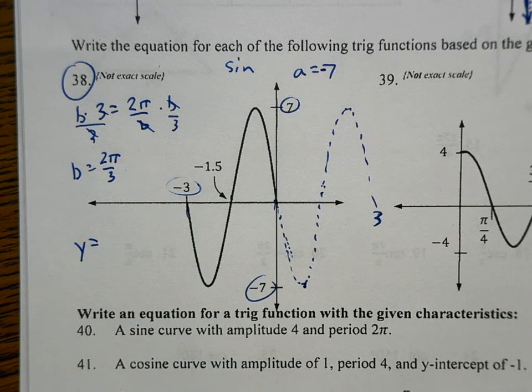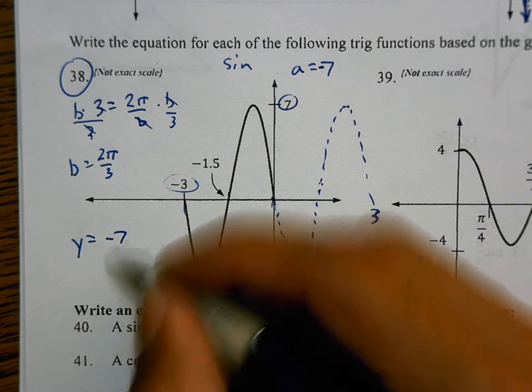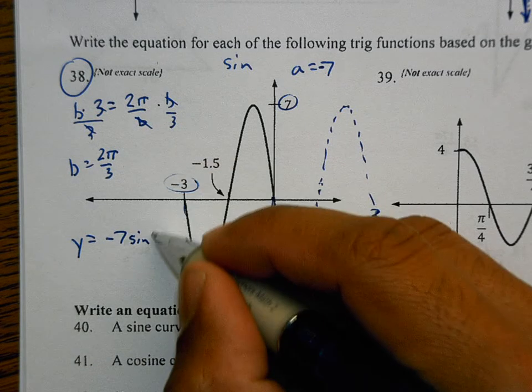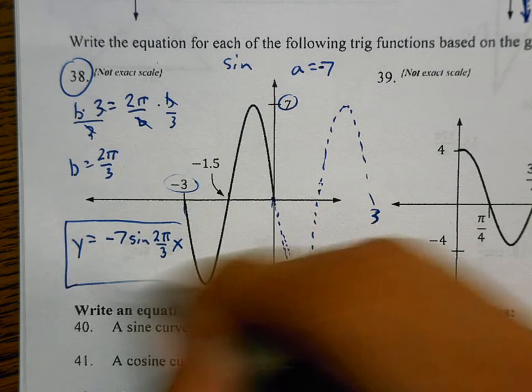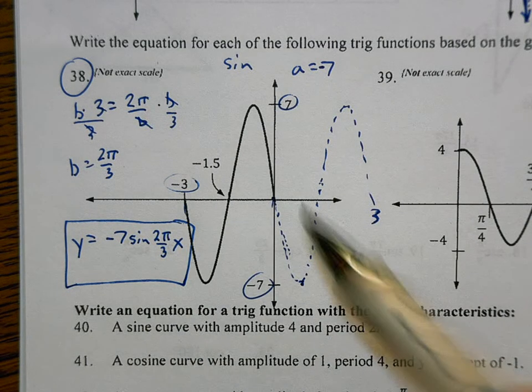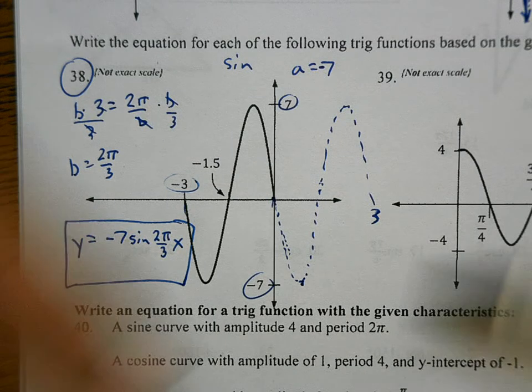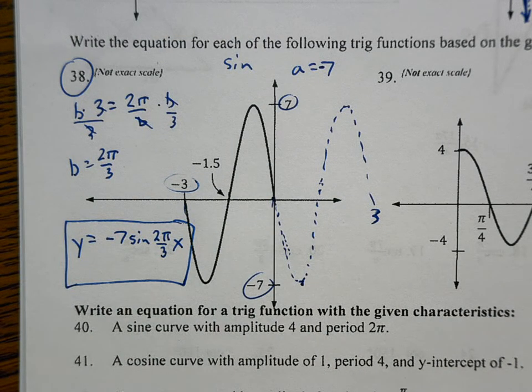You're using an x and a y axis. There has to be a y in your equation. Y equals -7 sine 2 pi over 3 x. It's a crazy answer, but the reason the answer is what it is because you're going down, you're going up 7 units, and we figured out what the period is to go -3.